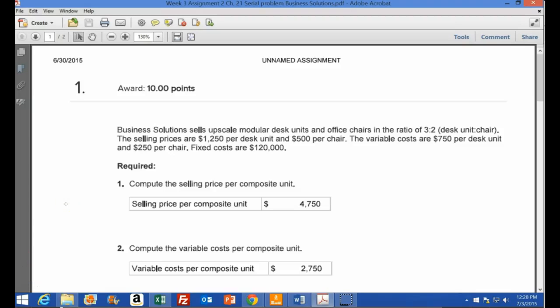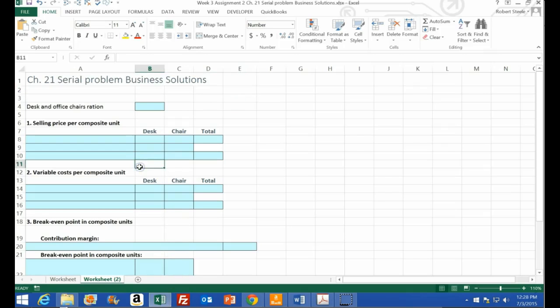In this lecture, we will take a look at a problem that will be similar to an assignment and/or homework. The problem looks like this. We're going to work it in Excel, which will look like this. I suggest putting it into Excel before you put it into Connect, for multiple reasons.